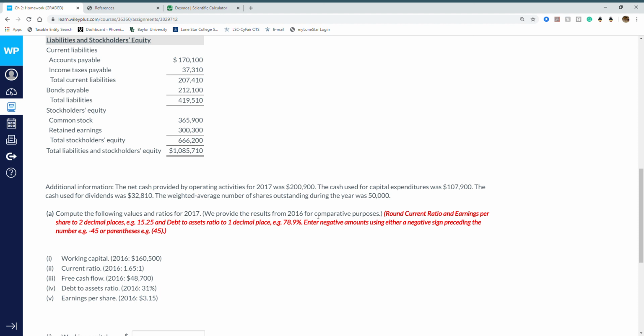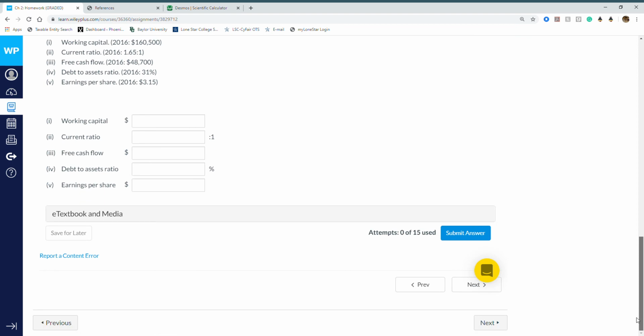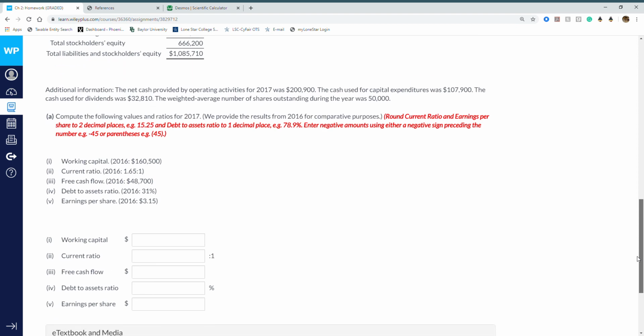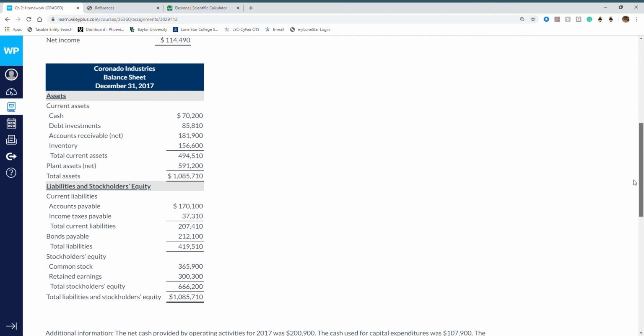Compute the following values, ratios for 2017, and they provide the 2016 comparative. Alright, so again, all we're doing is the same formulas. They just have it in a different format. At least it's easier than the last one.